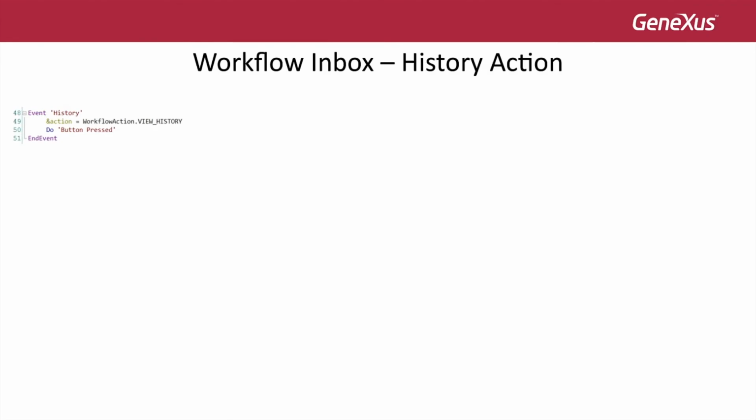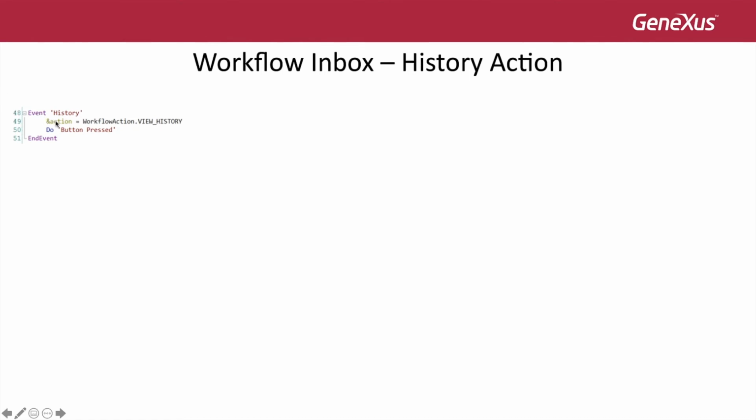In the workflow inbox of the custom client, if we select a work item from the grid and press the history button, it will present the history panel. This panel presents a list of all the work items that have been executed from the process instance. And to do so, it executes the following code. When the button history is pressed, it will execute the history event.